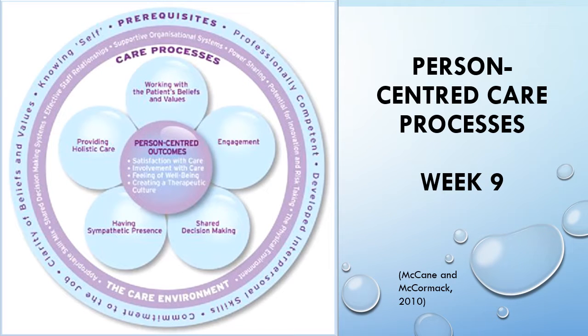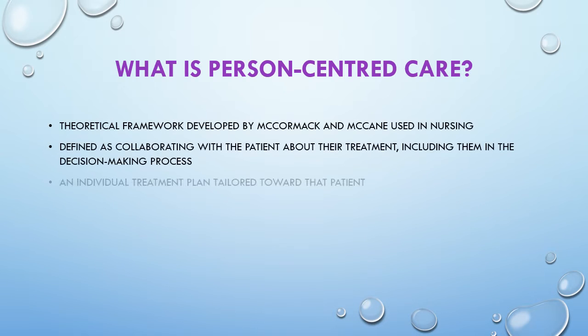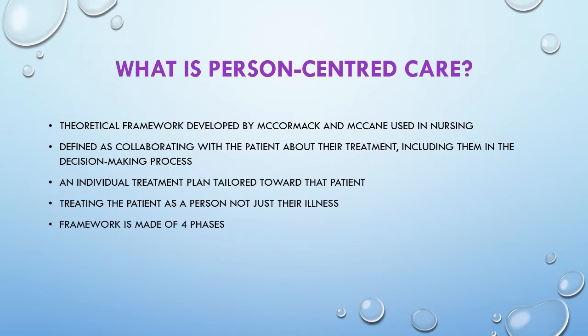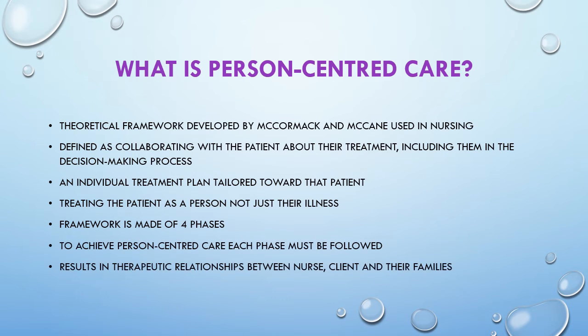Person-centered care is a theoretical framework developed by McCormack and McCance. It's made up of 4 processes. Each one of these processes must be followed in order to provide person-centered care. Person-centered care is defined as collaborating with the patient about their treatment, including them in the decision-making process, and getting their input on the cares they'd like for the patient to get back to their original health.